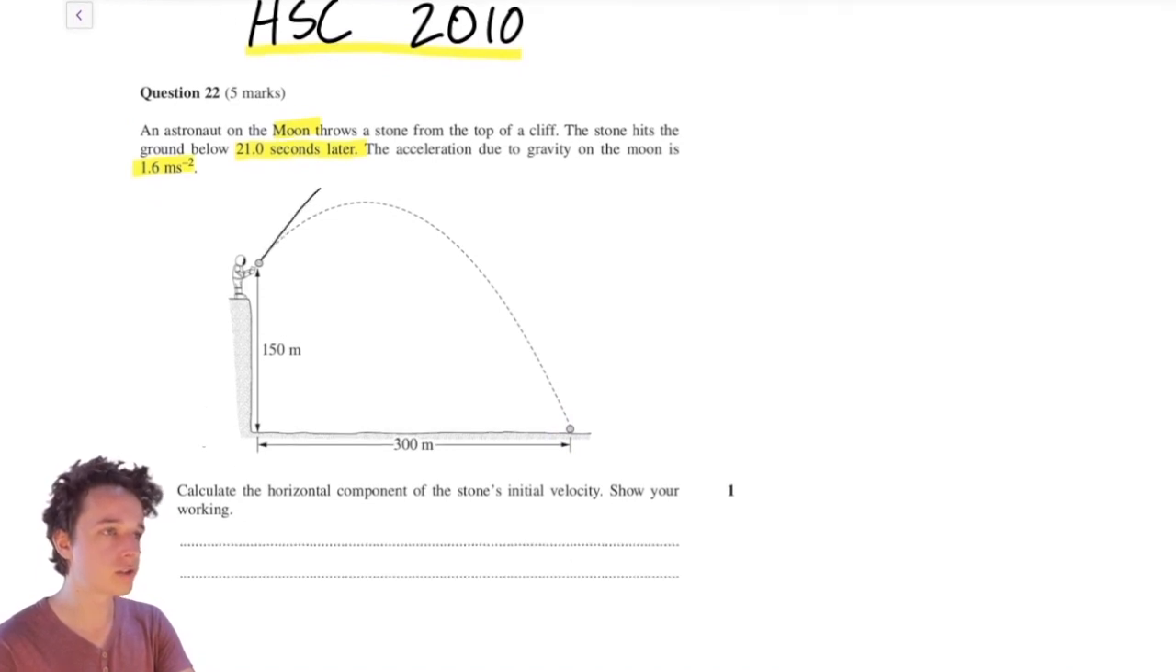So we know that this astronaut throws the stone with some initial velocity u meters per second. It travels a parabolic path, lands down here. The time taken, the flight time, is 21 seconds. And the acceleration in the y component is negative 1.6 meters per second squared. And I'll just move that down over here.